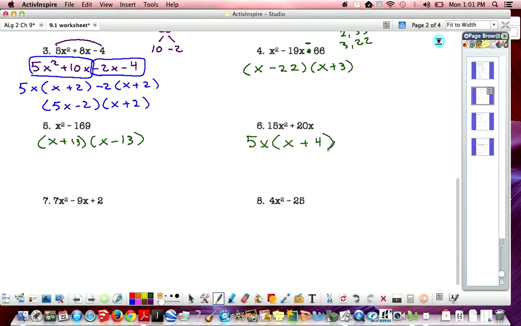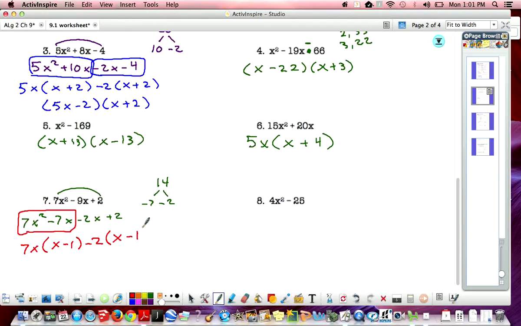On the next one, we're looking at factors of 14 that add to negative 9. So you go minus 7 and minus 2. So we go 7x squared minus 7x minus 2x plus 2. Now we can factor by grouping. First two terms have a 7 and an x in common. So I'm left with x minus 1. Then the next terms have a minus 2 in common, x minus 1. Notice how I'll change that positive 2 to minus 1. So I have (7x minus 2) times (x minus 1).